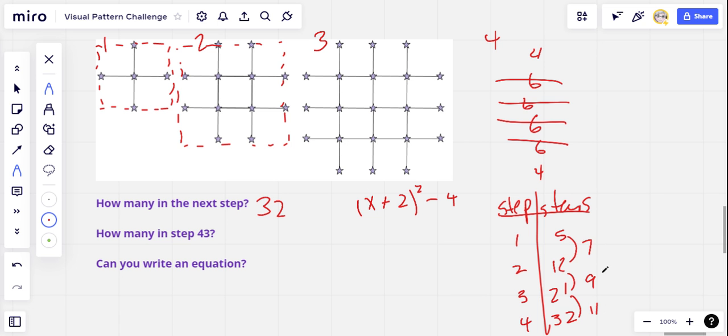So let's take the difference of the differences. 9 minus 7 is 2, and 11 minus 9 is also 2. So that's where we get our constant. And if you get a constant in the difference of the differences, it is quadratic. So our highest term here is going to be x squared. And that makes sense. If you FOIL that out, you'd get an x squared for your highest term.